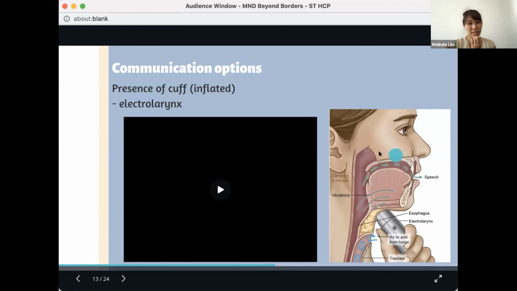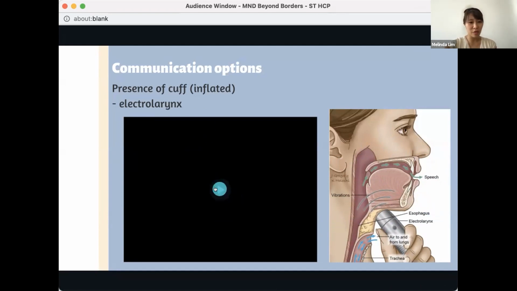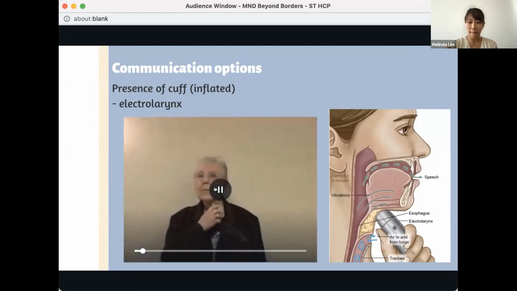You will probably see that in this picture, this person has a laryngectomy, so where the larynx has actually been removed. But this can be used for patients on a tracheostomy as well. Okay, so I'll just play the video first and then I'll explain what this is.